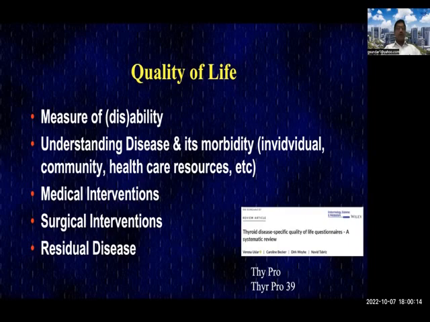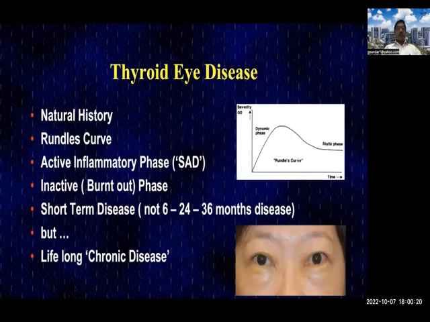And not to forget, a lot of these patients also have residual disease, which has to be looked at too. We're familiar with the natural history of the disease, and often allude to the Rundle curve. But keep in mind that not all patients follow this curve strictly, and it's not usually a single Rundle's curve. A lot of patients have reactivation as time goes by.